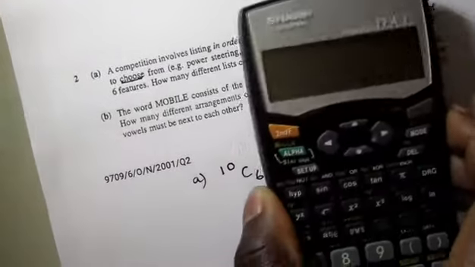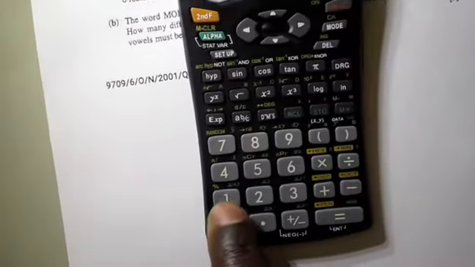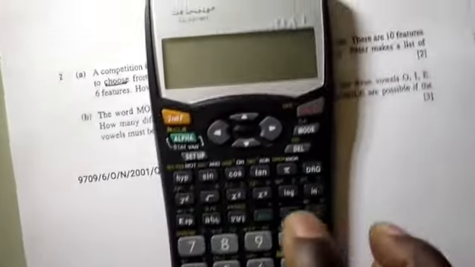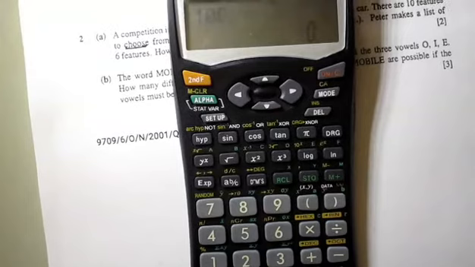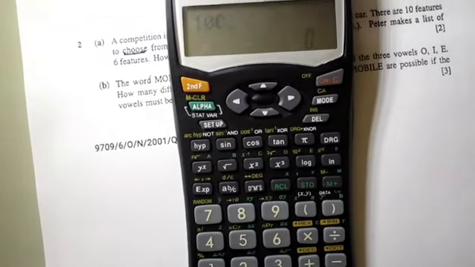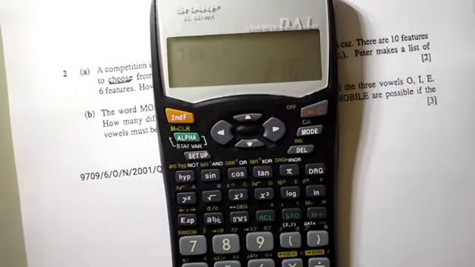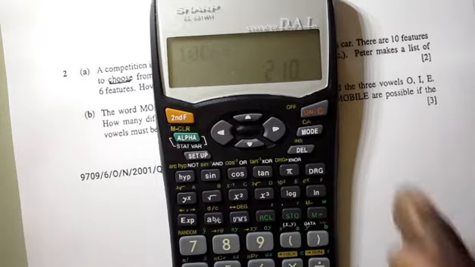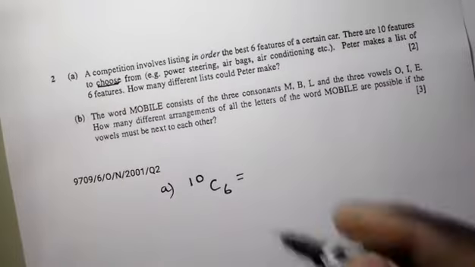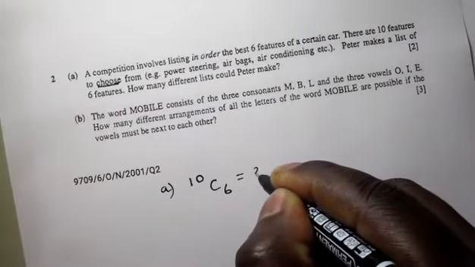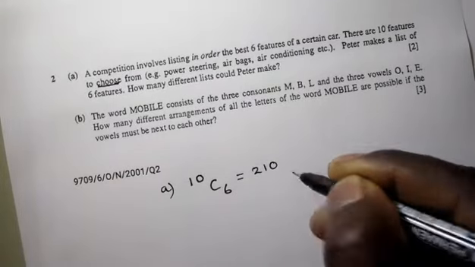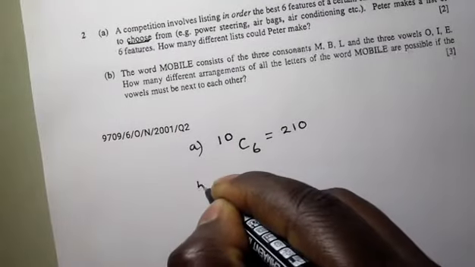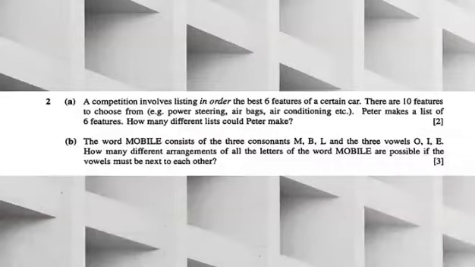Right, then you take your calculator, you punch 10, second function, then you punch 5 so that you get your combination, then you punch 6 equals, our answer is 210. So we can do this in 210 lists. This is our answer. Right, then we move on to part B of the question.